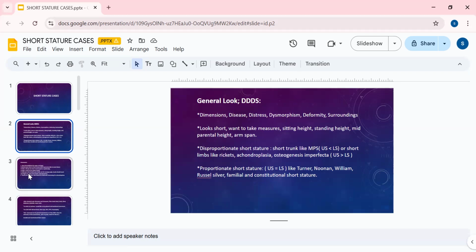There are syndromes like Turner, Noonan, and Williams that are proportionate. In disproportionate cases, there can be a short trunk, so the upper segment will be less than the lower segment, like in MPS. In the other type, the upper segment is more than the lower segment, and there will be short limbs, like rickets, achondroplasia, or osteogenesis imperfecta. These are examples of disproportionate short stature.